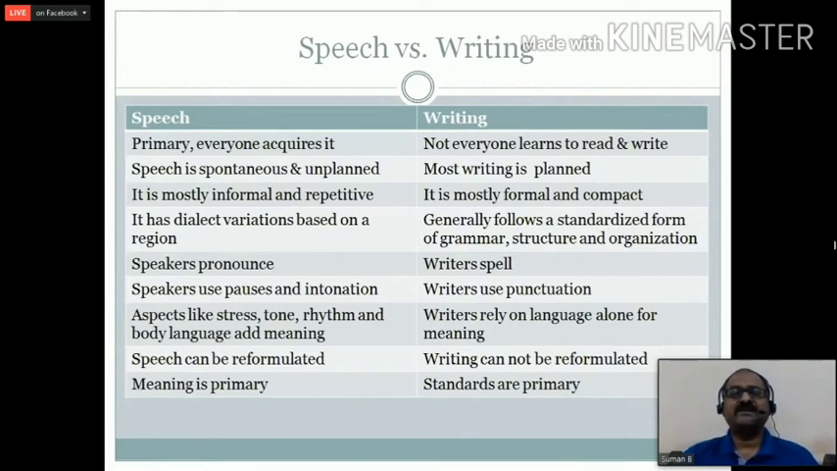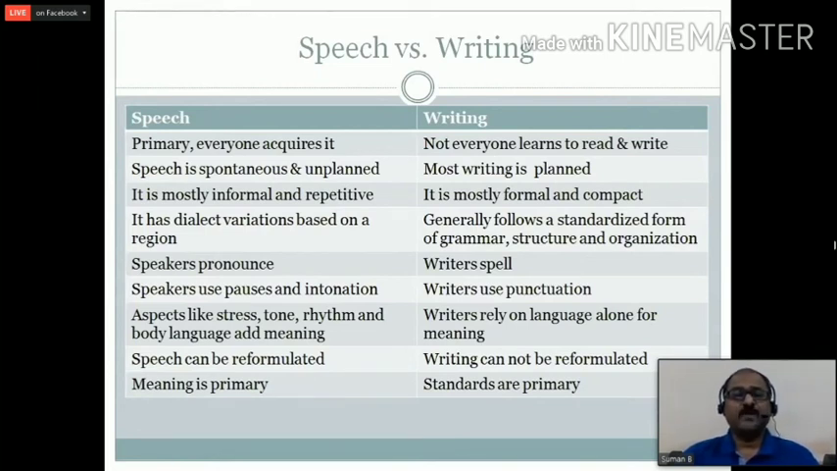So not everybody learns to read and write. Reading and writing have to do with literacy skills. So only when they are required in order to attain literacy for a particular purpose like education or a job, people actually learn them. Otherwise, languages are learned primarily as spoken.